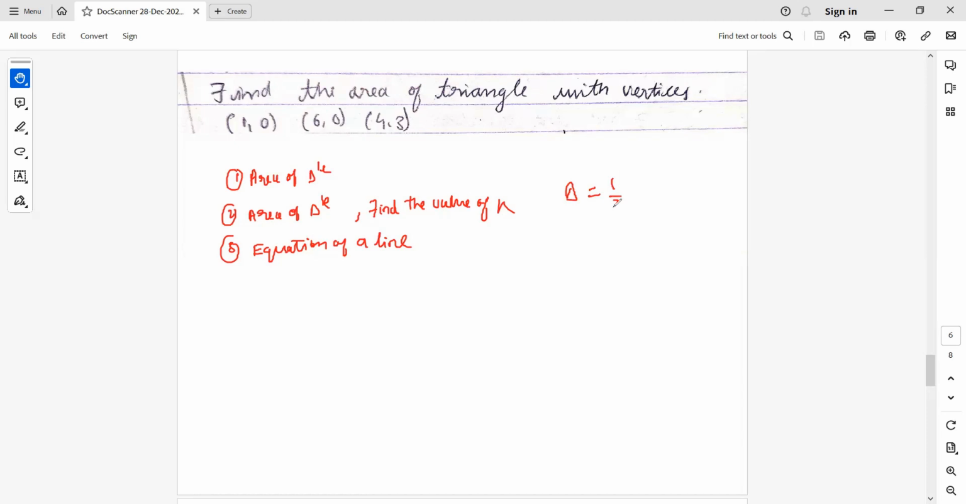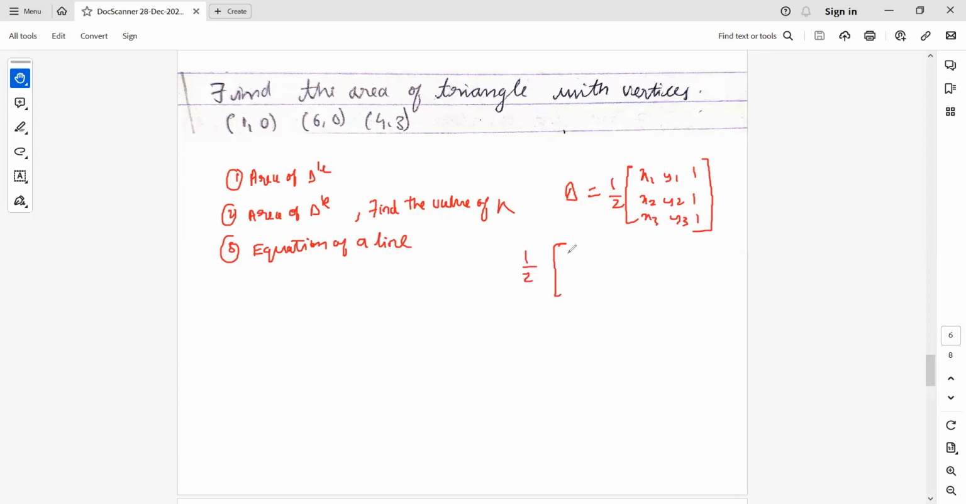So area of triangle is equal to 1 by 2, determinant of x1 y1 1, next x2 y2 1, x3 y3 and 1. This is the formula we are using to calculate the area of a triangle and to find the value of k. And for the equation of a line, the same formula we are using, but here we are writing it in the form of 1 by 2.